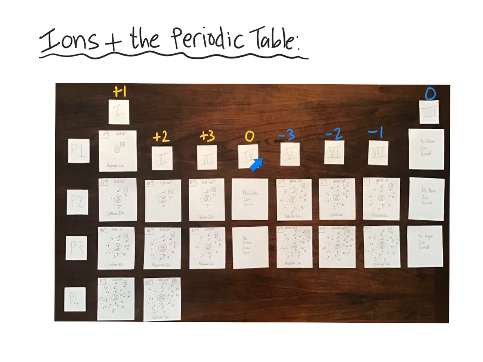No ions for group 4s. Group 5s should have a -3. Group 6s -2. Group 7s -1. And group 8s shouldn't have ions because their outer energy levels are full. So we're now going to go and look at the groups more closely.